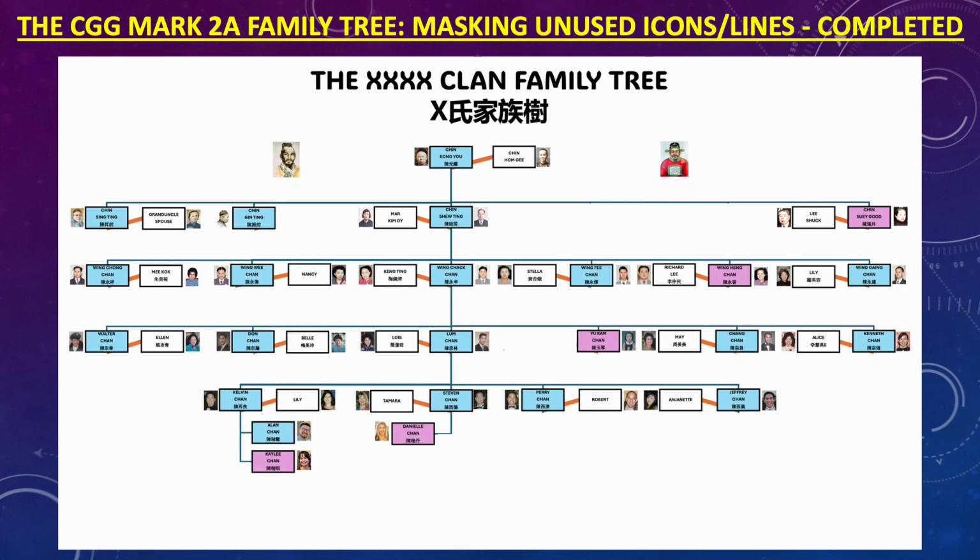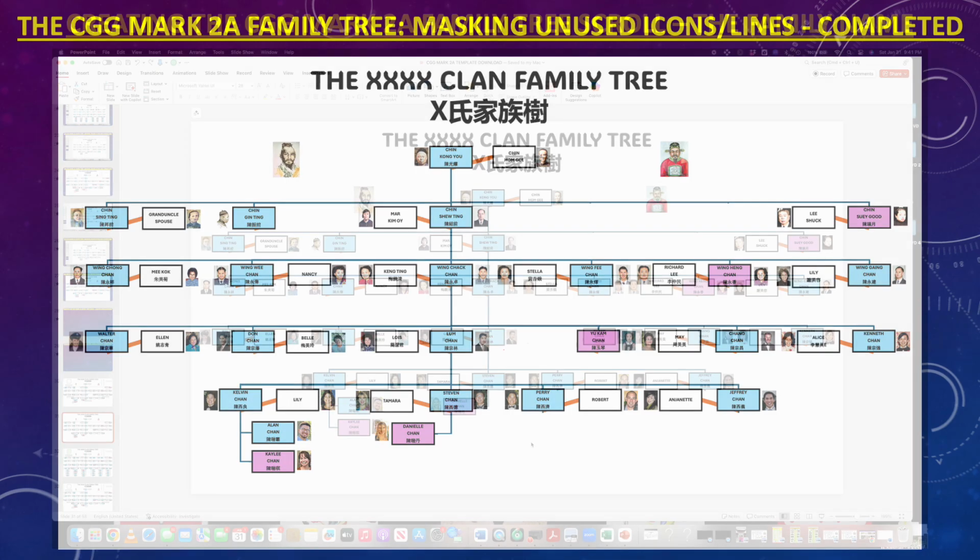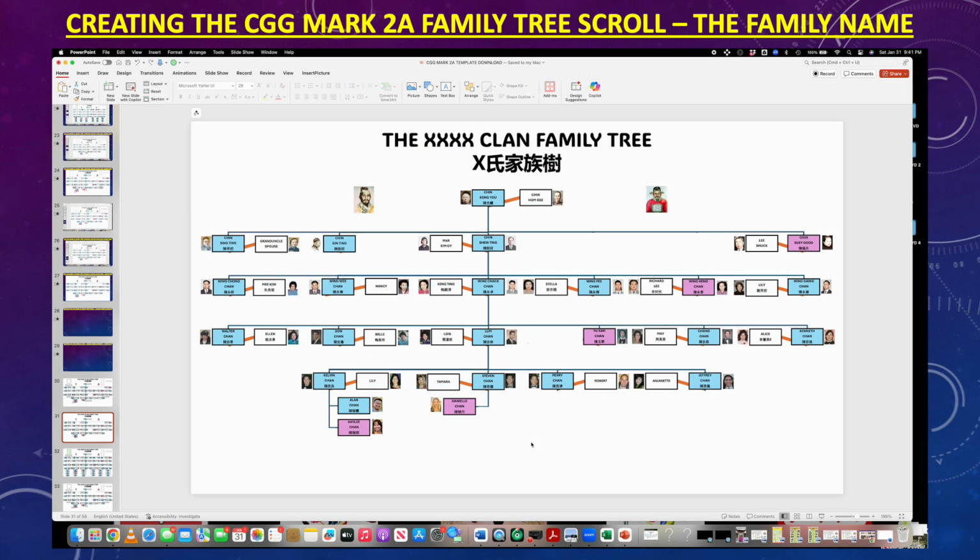Creating the CGG Mark IIA family tree. Masking unused icons and connectors. Completed. Creating the CGG Mark IIA family tree. The family name. Highlight the placeholder. Type in the family surname.